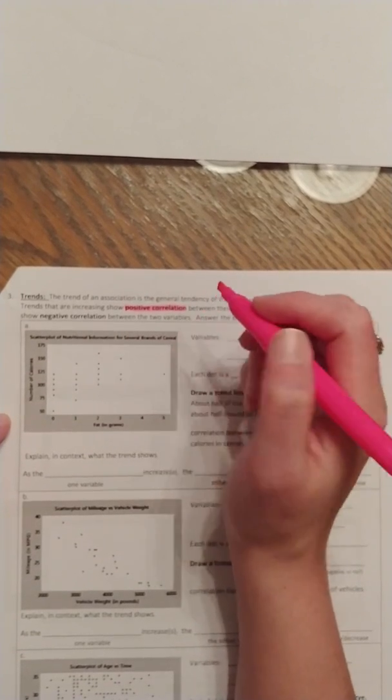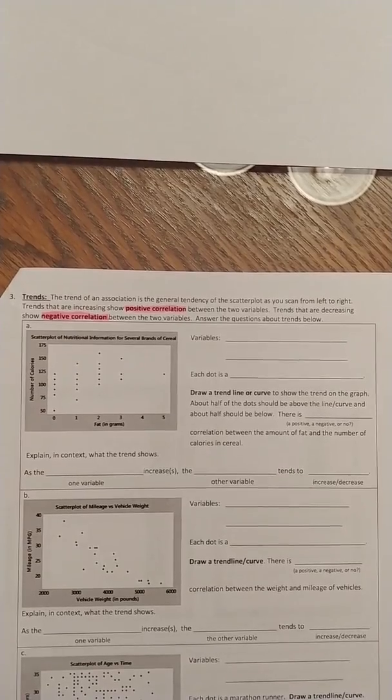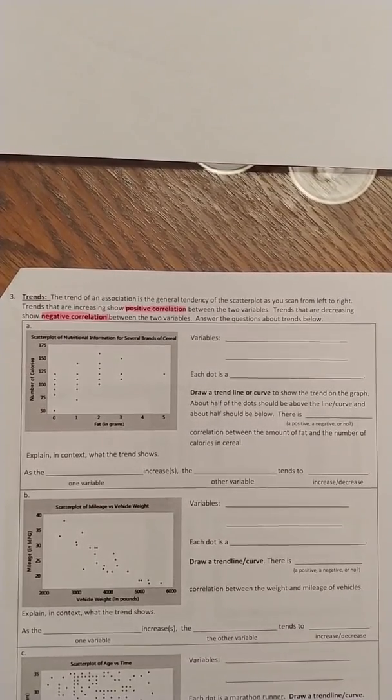And so trends that are increasing show a positive correlation between the two variables. So you can kind of think of the word correlation as like a relation, as a connection between these two variables. So they have a positive correlation between two variables if you read it from left to right, and it shows an increase. Trends that are decreasing show a negative correlation between the two variables. So a positive correlation means as one variable increases, the other variable also increases. And a negative correlation means that as one variable increases, the other variable decreases.